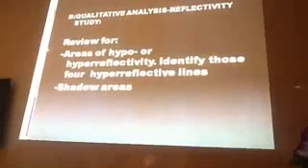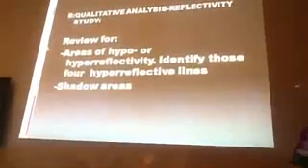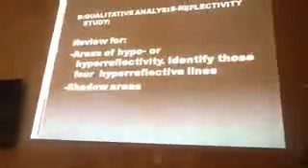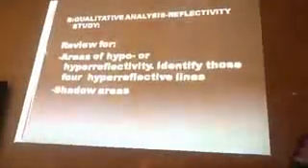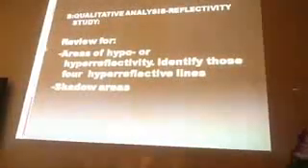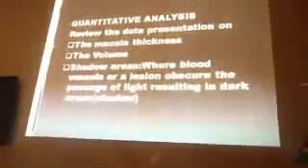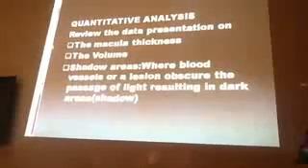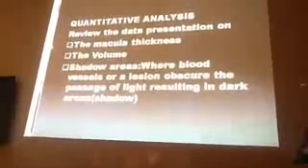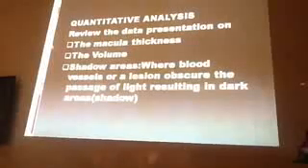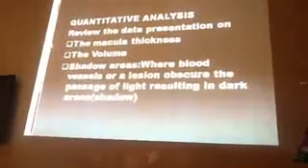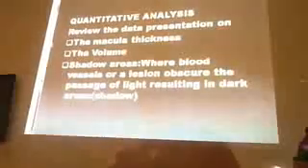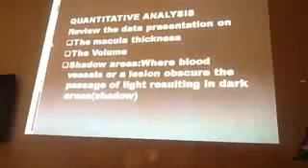Shadow areas occur when there's something preventing light rays from getting to an area or reflecting. Like hemorrhage, it absorbs the light rays, and that area is seen like a dark area. So when you see that, something could be happening. Now the quantitative analysis. Here you review the data presentation on the macular thickness and the volume. You would have selected the protocol for that, and the information you have on the printout, you also look at it. So shadow areas are where blood vessels or lesion obscure the passage of light, resulting in dark areas. That gives you the shadow.